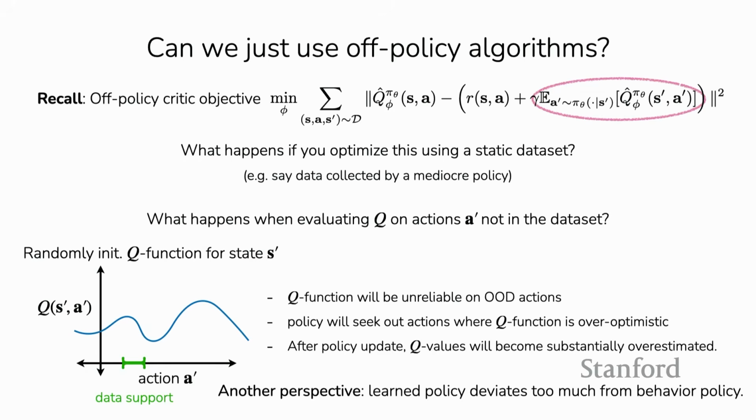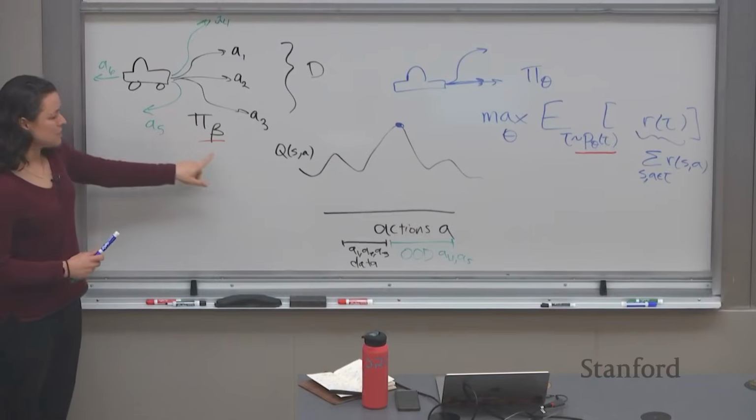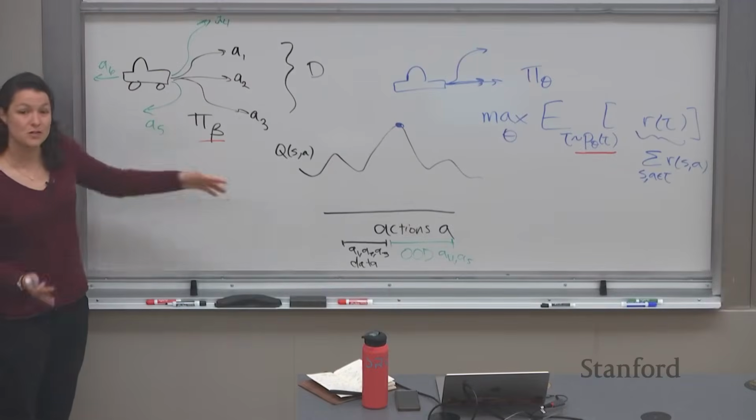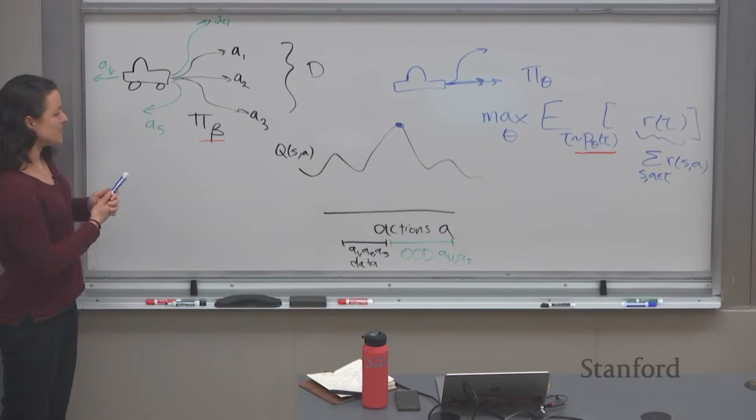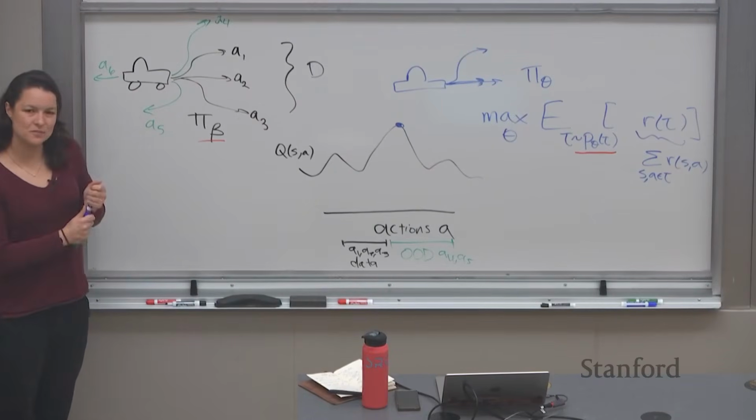Another perspective on this is that this will happen in scenarios where your learned policy is deviating too much from your behavior policy. Because these out of distribution actions are things that are very different from what the behavior policy did. And if we stayed closer to the behavior policy, then we wouldn't have this issue.